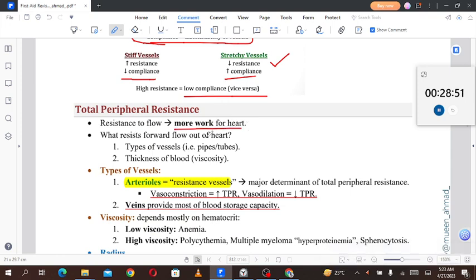What resists the forward flow of the heart? Type of vessel, for example, pipes and tubes, and thickness of the blood, that is viscosity. So the peripheral resistance is basically affected by these things.